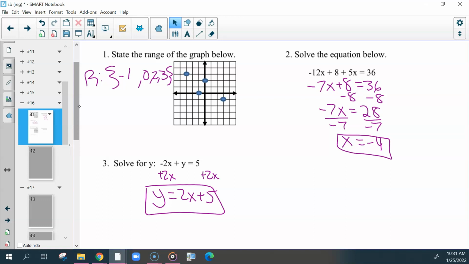Number 2, you need to solve the equation. First, combine your like terms. After you've done that, start solving for x. Divide, and you get x equals -4.